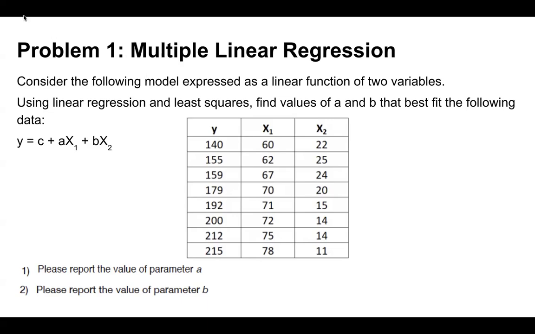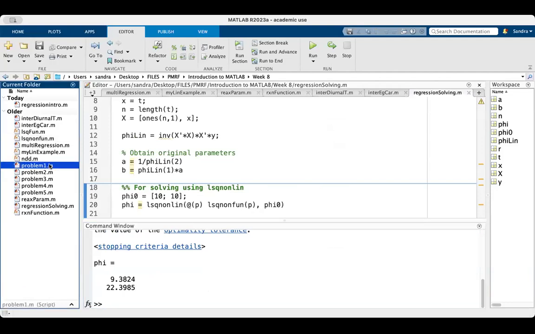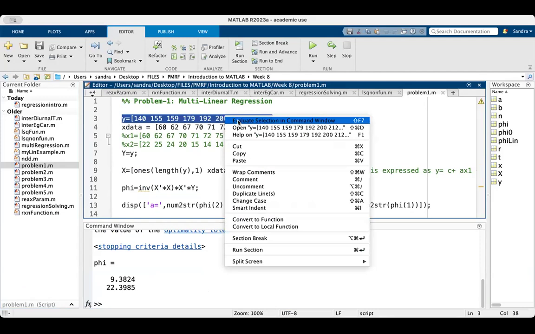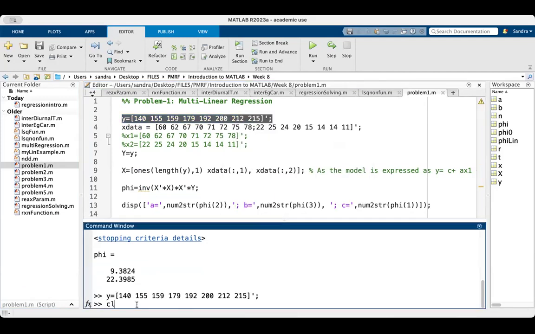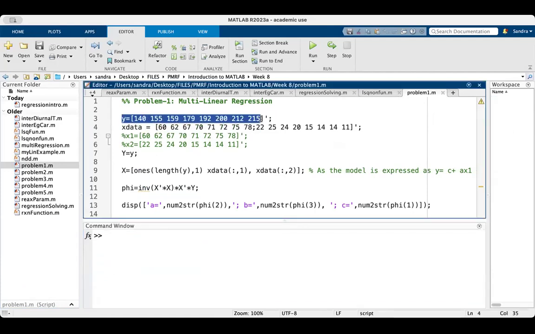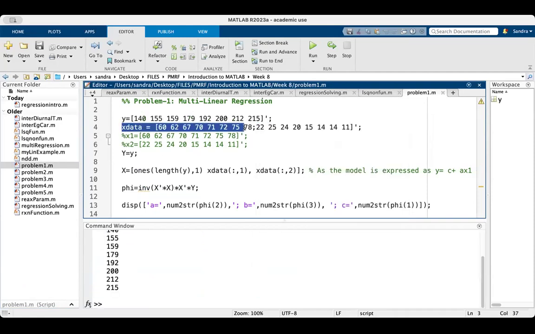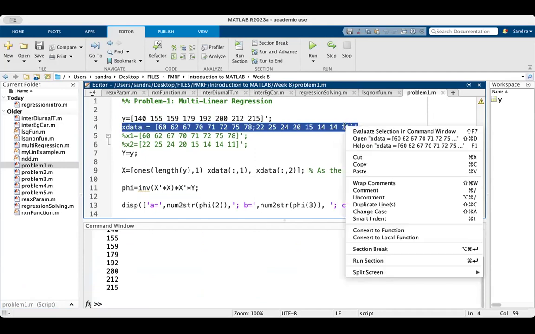So let's discuss the answer. First we need to create the X matrix. The first column will be all ones, then we'll have X1 and then X2. So let's try to do that. Here you have your Y values given in the question, and the X data I'm directly writing here as two columns. So my x values are like this.